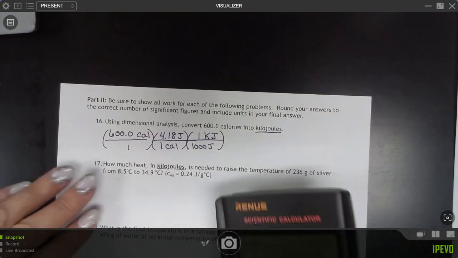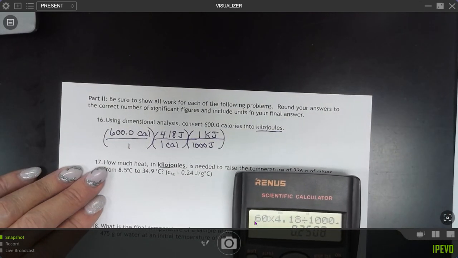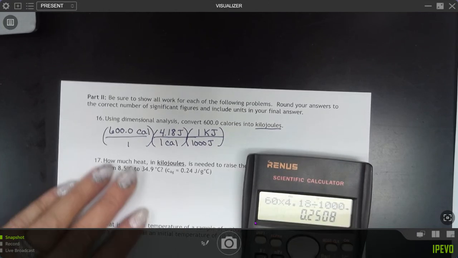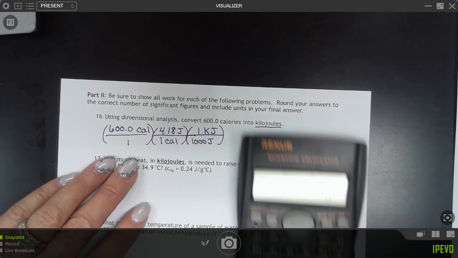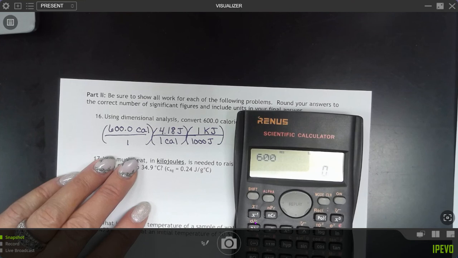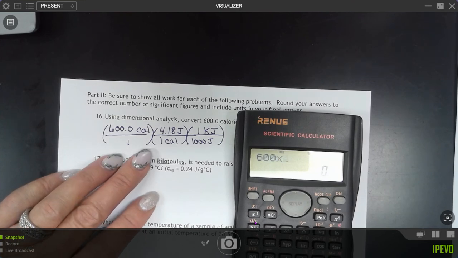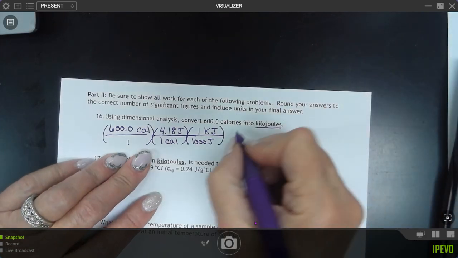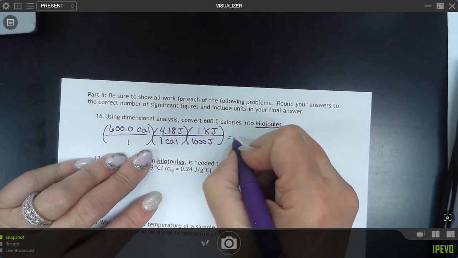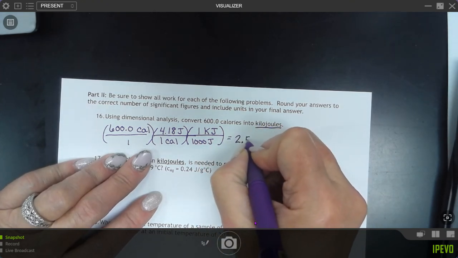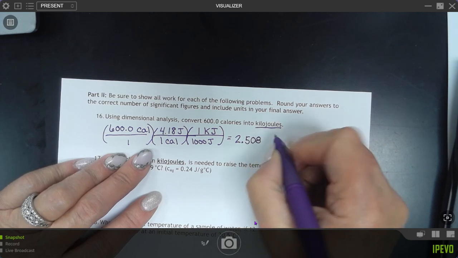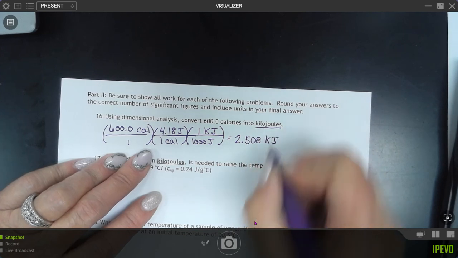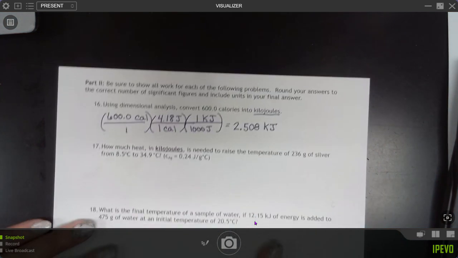Look at this and make sure. Now, what did I do? Now I'm questioning. Oh, I put 60. I did a calculator error. 600 times 4.18 divided by 1,000 is 2.508. All right. That's why it's so important to show your work, because then if you make a silly calculator error, it won't kill you or your grade.